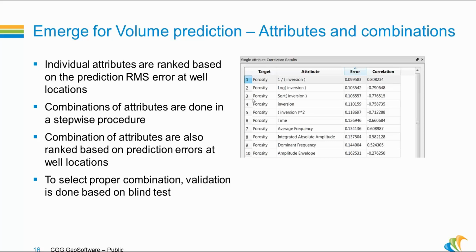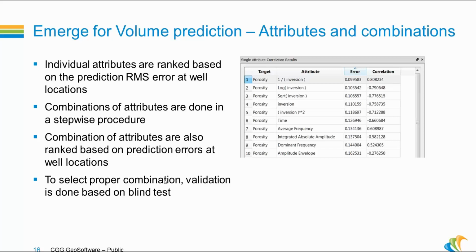So how is it done? It's done in a stepwise procedure. I will explain a little bit later. We combine the attributes, and again we rank their combinations, based on how the combination is giving us the best predictions. And selecting how many attributes to combine is done using validation.